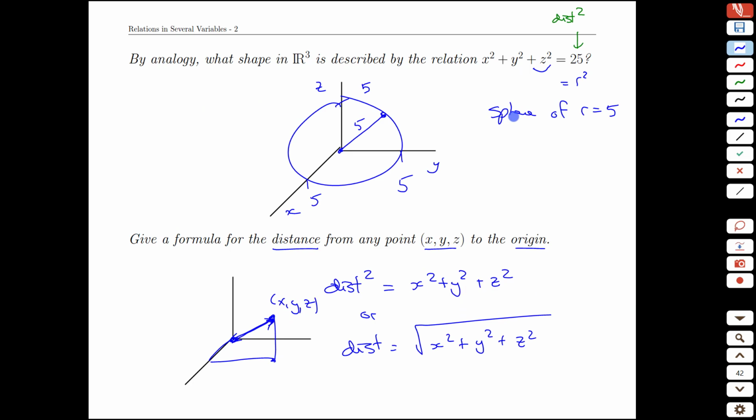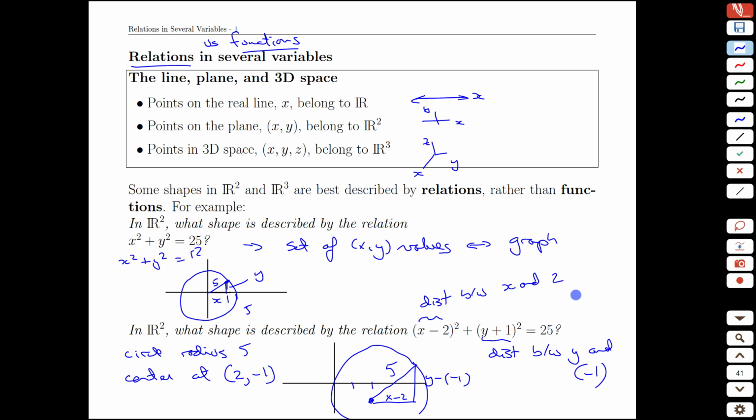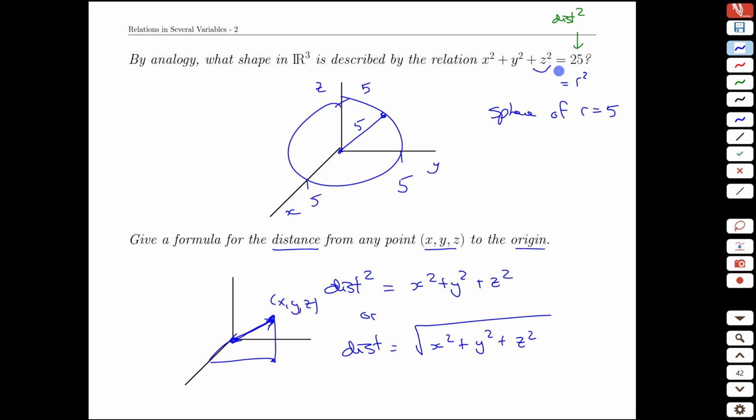And what we've seen is very simple analogs of what we have in 2 dimensions with formulas for circles at different centers and different radii, and the natural extension of those to spheres in 3 dimensions.